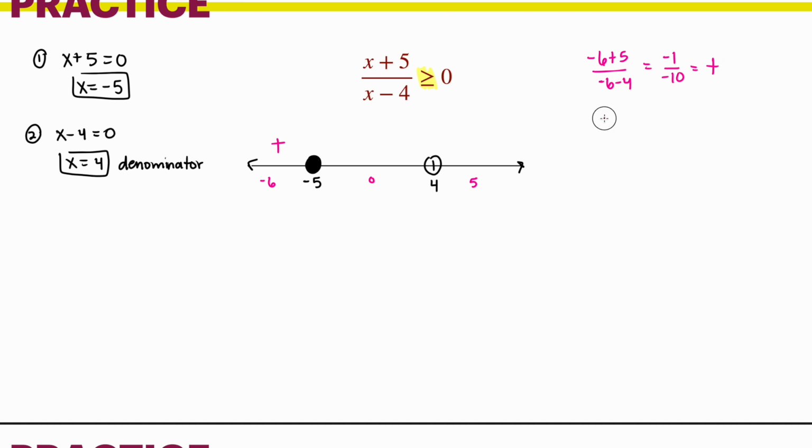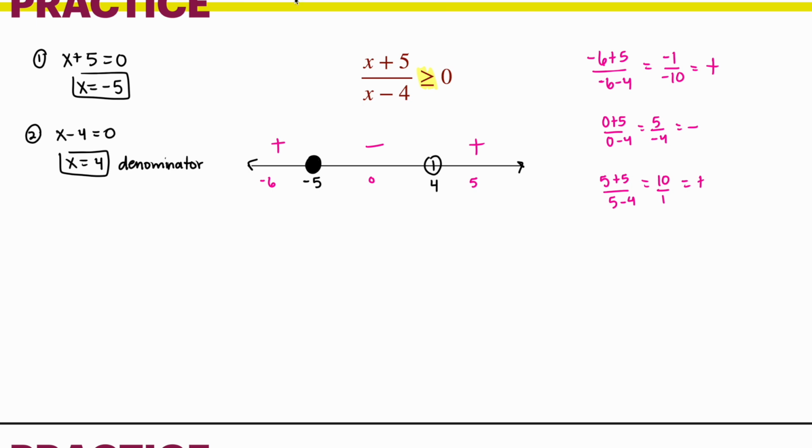Now I'm going to plug in 0. 0 plus 5 over 0 minus 4 is 5 over negative 4, which is a negative. And I'm going to plug in 5. 5 plus 5 over 5 minus 4 is 10 over 1, which is positive.